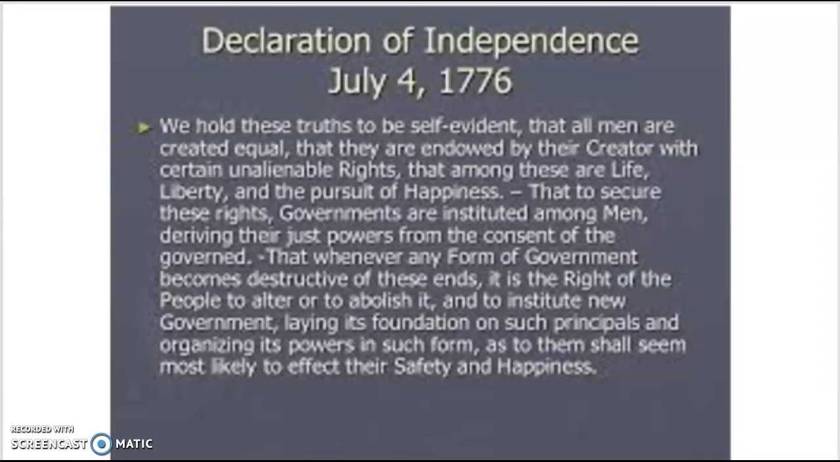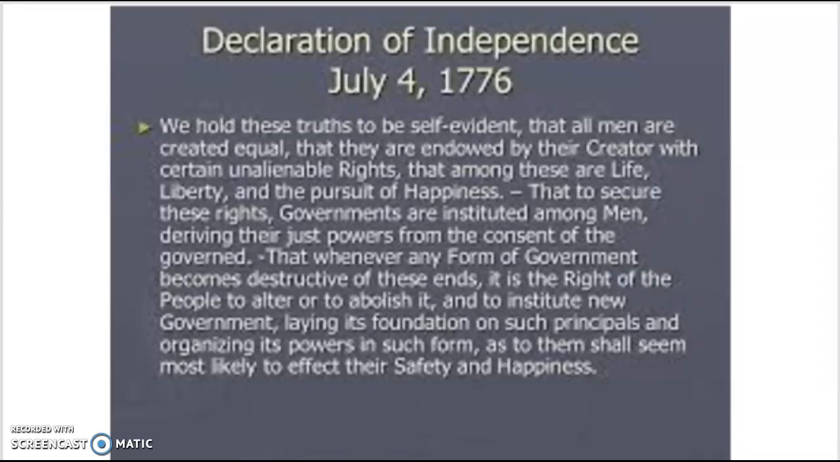So just implying that they have powers, and those powers are coming from the people. The people are essentially a part of the government and have a say. That whenever any form of government becomes destructive of these ends, it is the right of the people to alter or abolish it. And this idea comes from John Locke, and it's called the social contract.